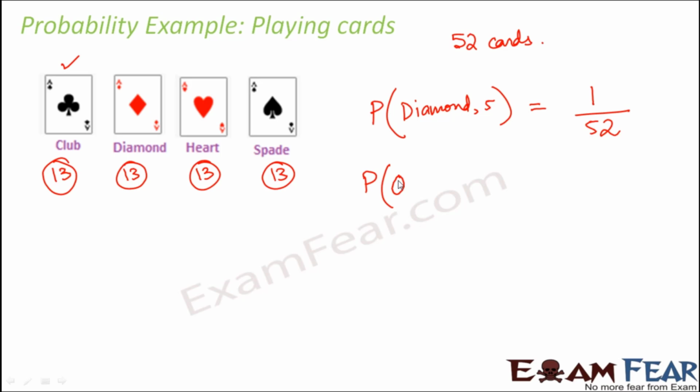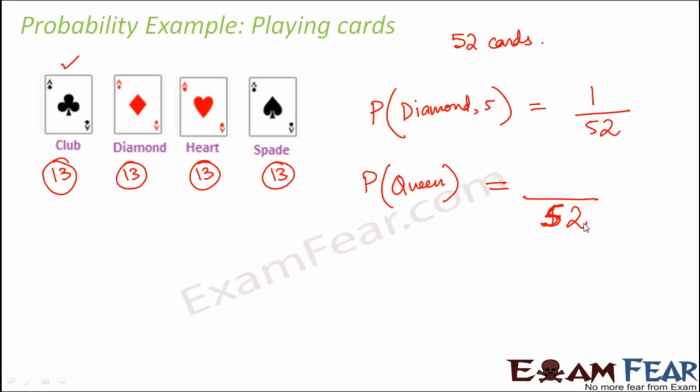Now if I ask you what is the probability of getting a queen? Here I have not mentioned whether the queen has to be a diamond queen or a heart queen or a club queen or a spade queen. So I have just asked the probability of getting a queen. It could be any of these queens, right? So in this case, what would be the probability? Here also the total possible outcomes is 52, because the total number of cards is still 52.